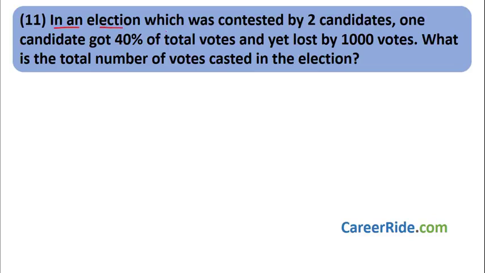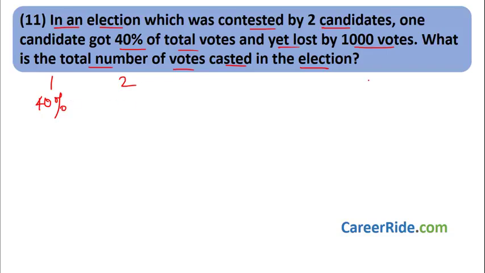In an election which was contested by two candidates, one candidate got 40% of total votes and yet lost by 1000 votes. What is the total number of votes cast in the election? Again, very easy. Let's see. There were two candidates, the first candidate and the second candidate. The first candidate got 40% of the total votes.